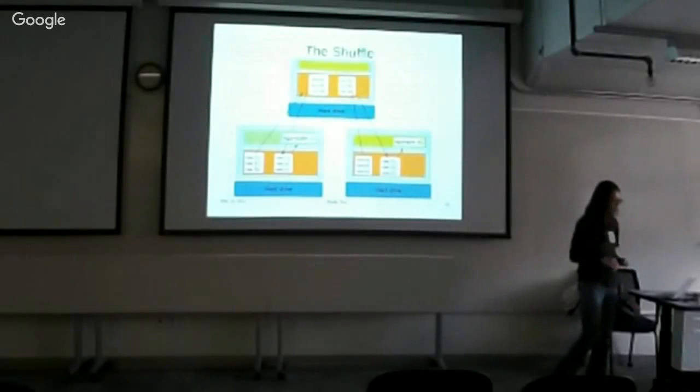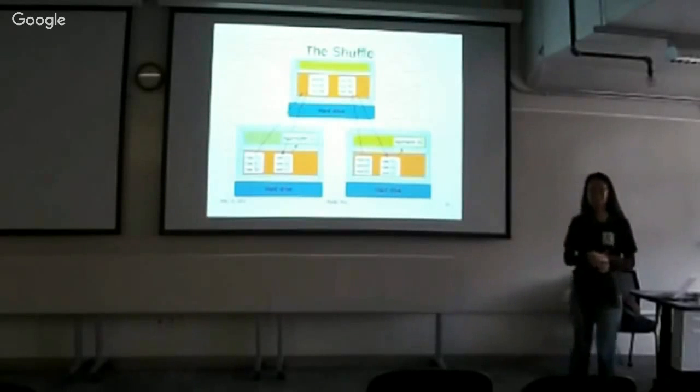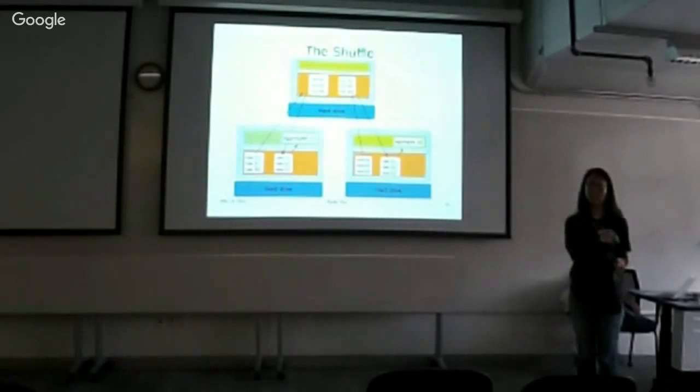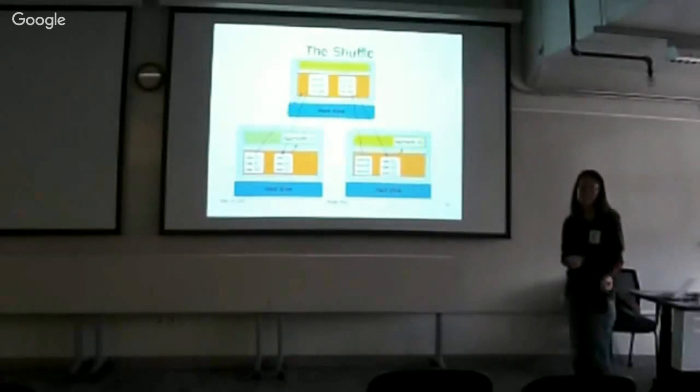Okay, so now we're going to talk about the shuffle, the dreaded shuffle. This is what Hadoop does. This is what Spark can also end up doing if you're not careful. And so you really have to control and know your code and know when it's doing the shuffle or not.